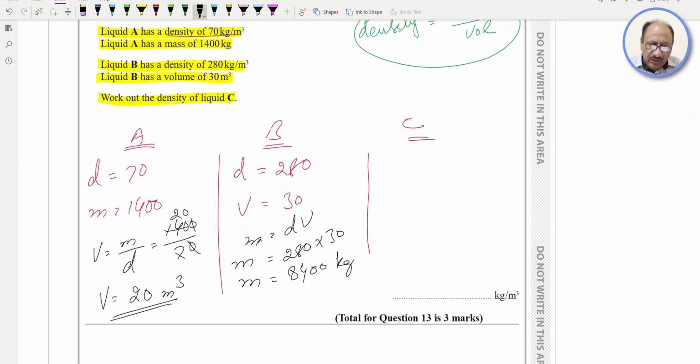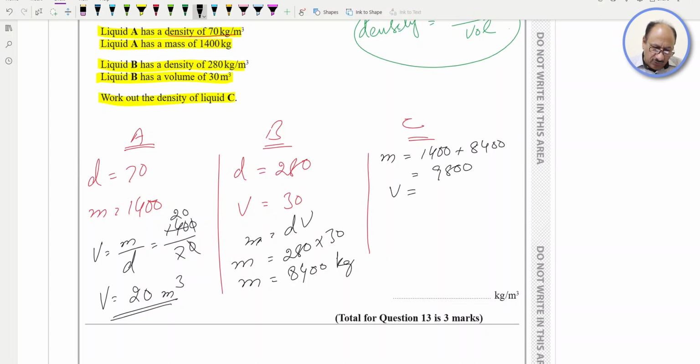Now we can add the masses. M in C will be adding mass of A and B. So mass of A and B will be mass of A is 1400 plus mass of B is 8400, and this will be equal to 9800 after addition. And volume is what?